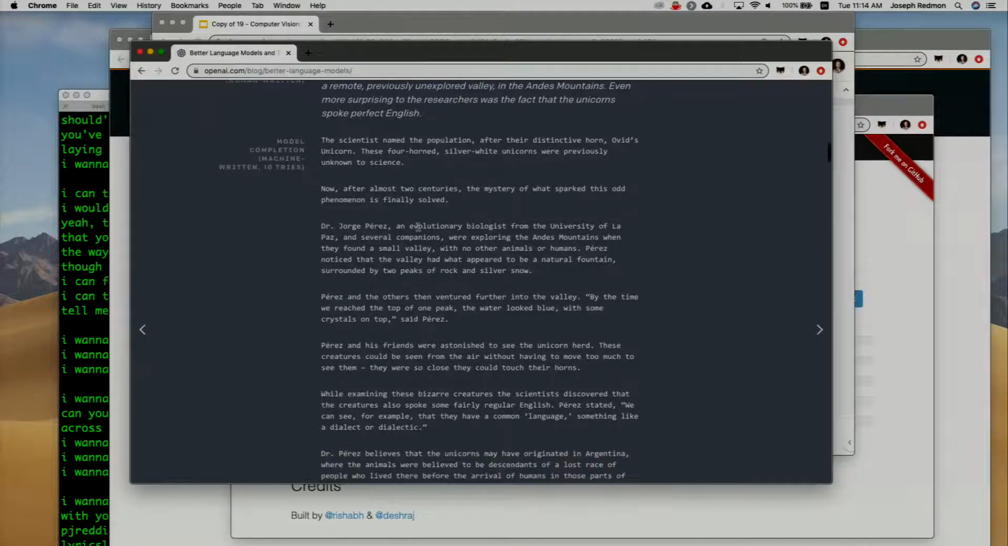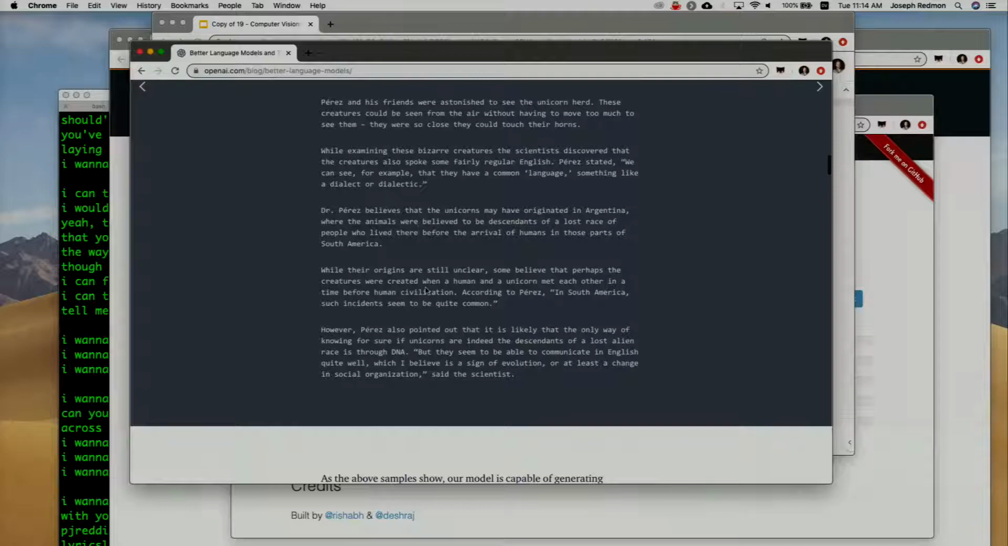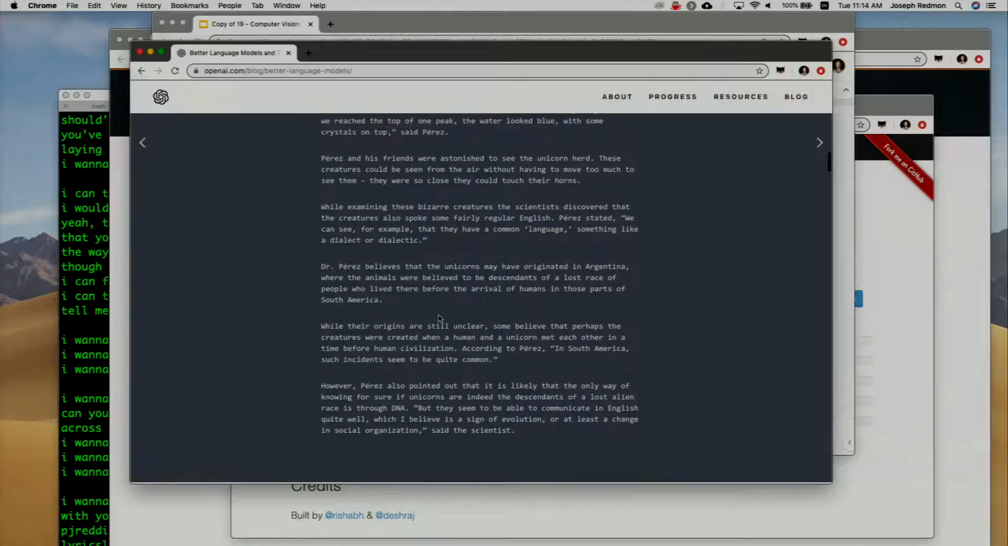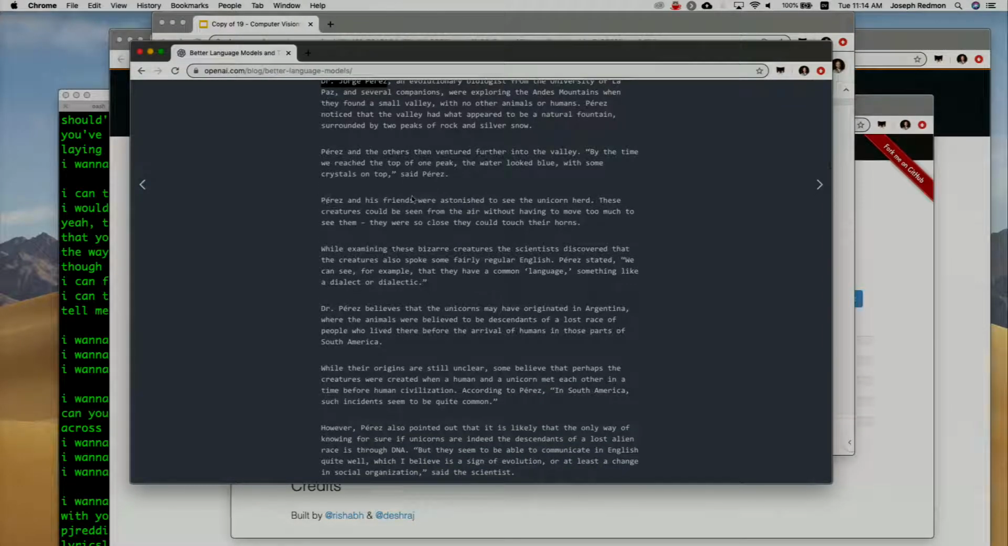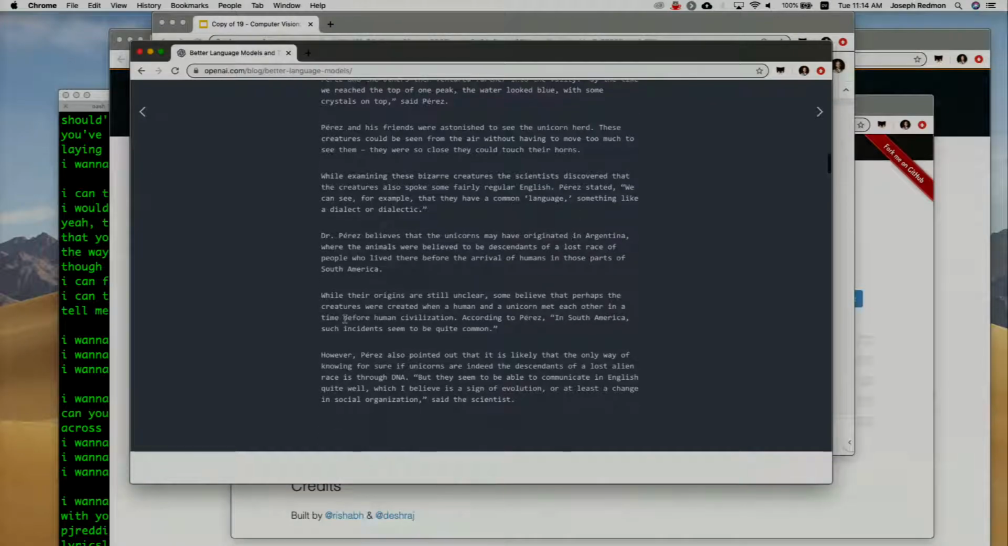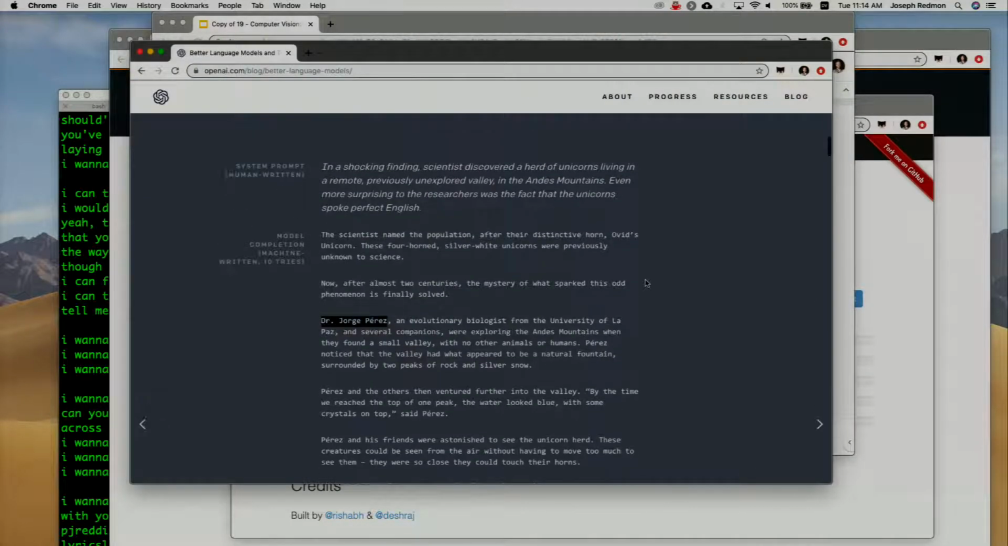It takes this theme and maintains that theme throughout the entire piece. So even at the bottom, it's still talking about unicorns, which is a very long-term dependence that it's carried through in this entire textual stream. It maintains the people that it's talking about. For most of the article, it's talking about this Dr. Jorge Perez. And then it says, Perez and his friends were astonished, blah, blah, blah. Dr. Perez, however, Perez also pointed out, blah, blah, blah. So it manages to keep a lot of this contextual information around and keep the story very coherent when it's generating these new articles.